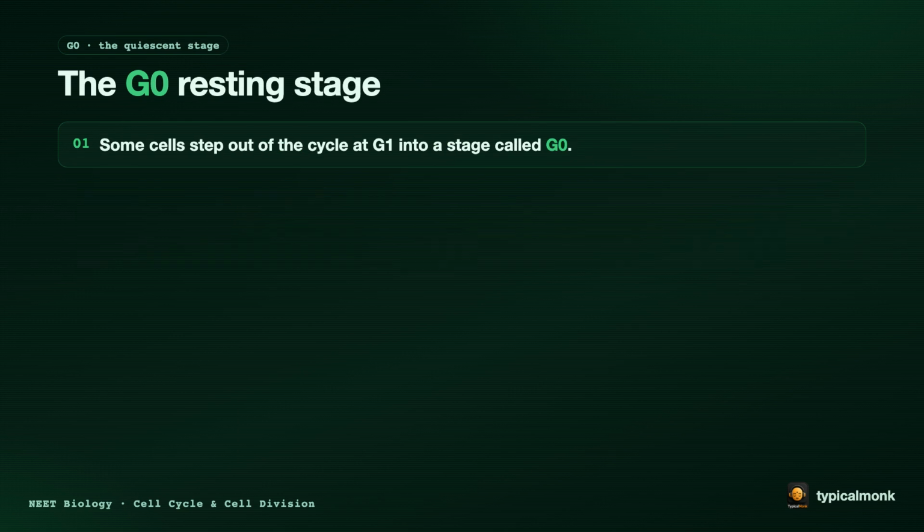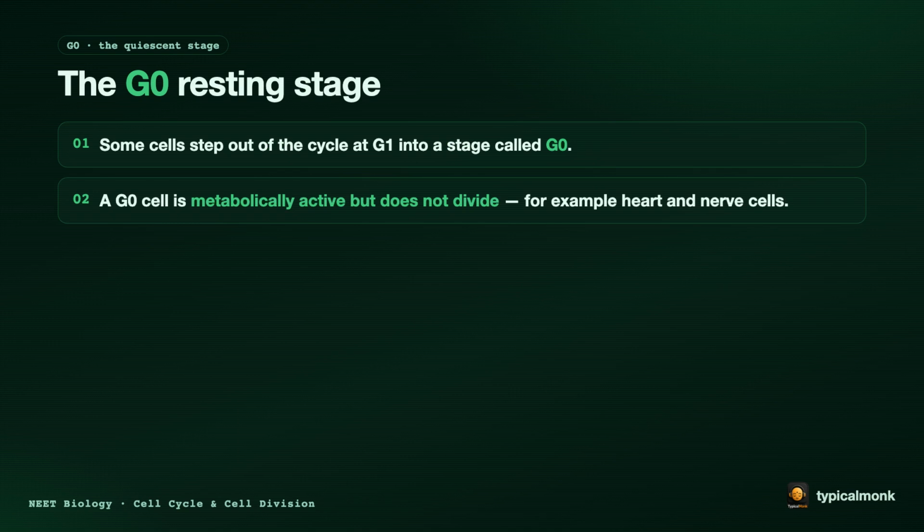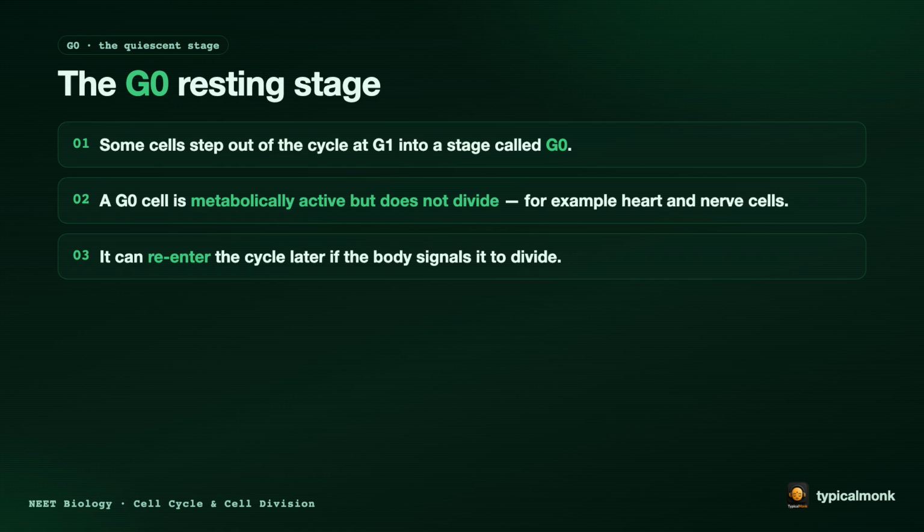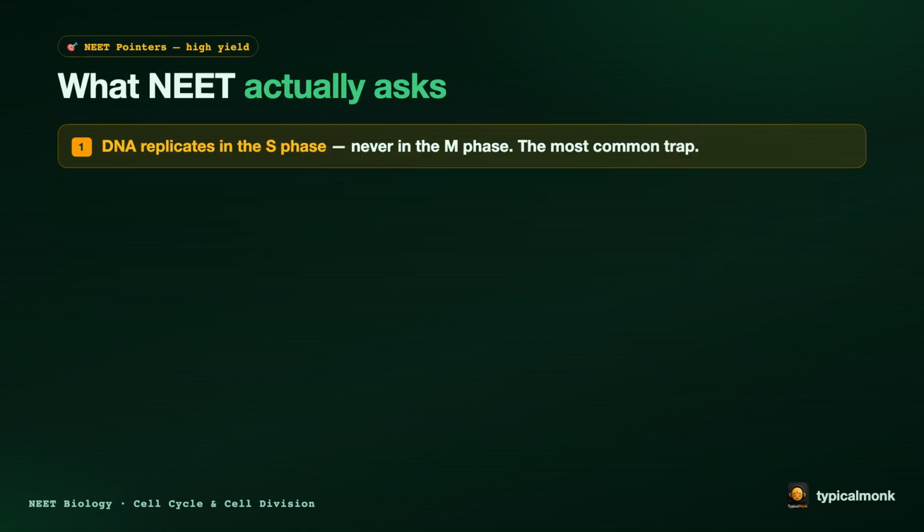Now, a special state, G0. Some cells step out of the cycle at G1 into a stage called G0. A G0 cell stays active but does not divide, like heart and nerve cells. And when needed, on a signal from the body, it can re-enter the cycle.